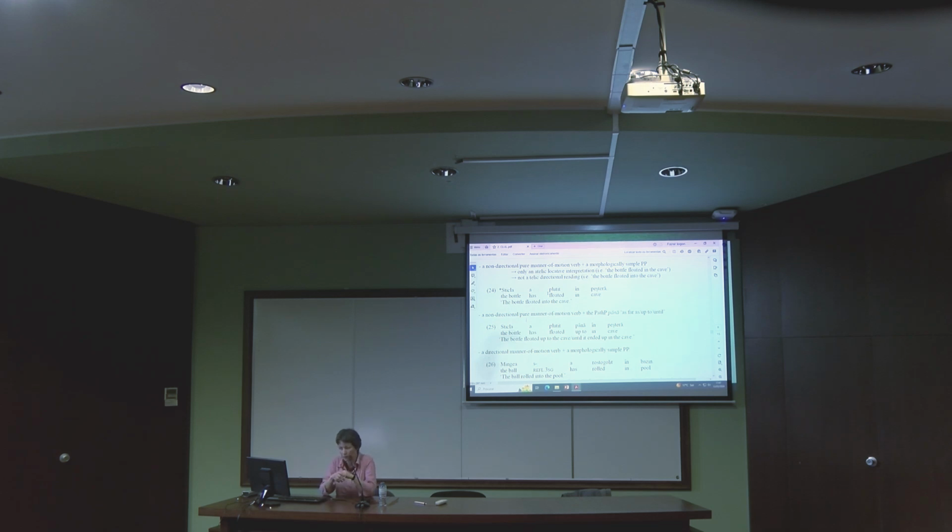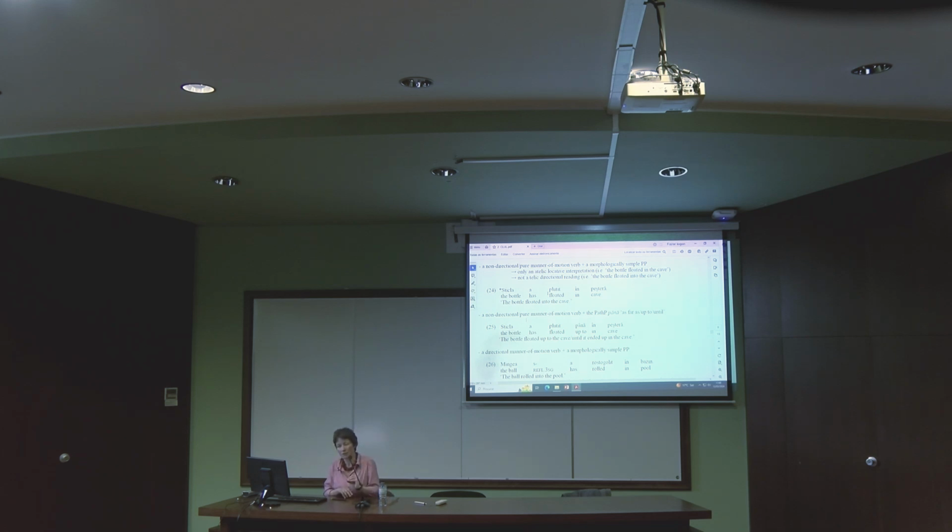We also have non-directional pure manner of motion verbs combined with a path P headed by până, up to, until, jusqu'à in French, fino a in Italian, and so on and so forth. There has been a debate in the literature whether they are the bottle floated into the cave type of constructions. It seems that they are not. They are not problematic in Portuguese, in Spanish, in Italian. We take the float type of verb and combine it with a path P headed by such a preposition.